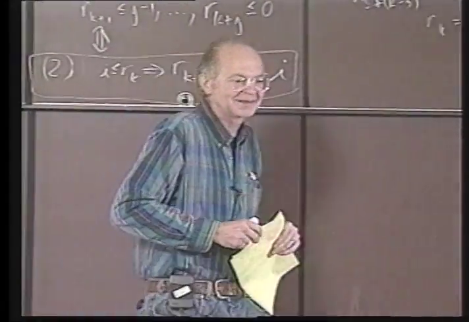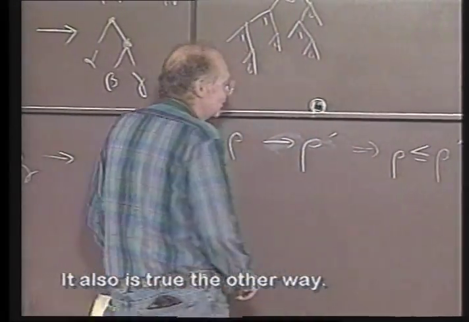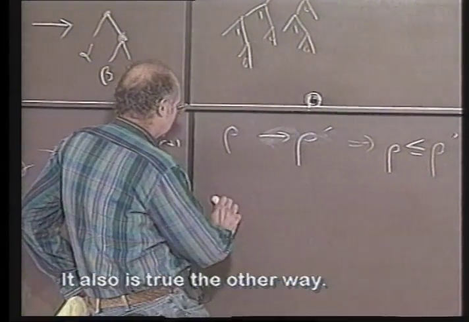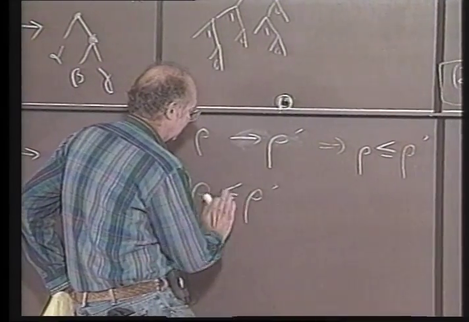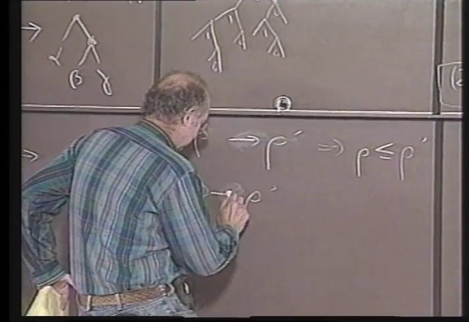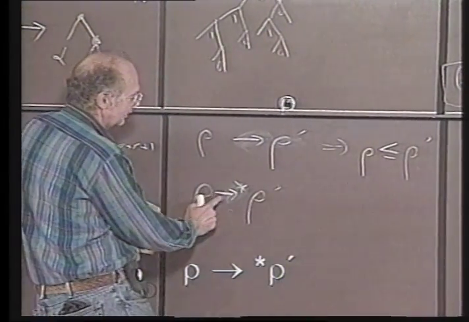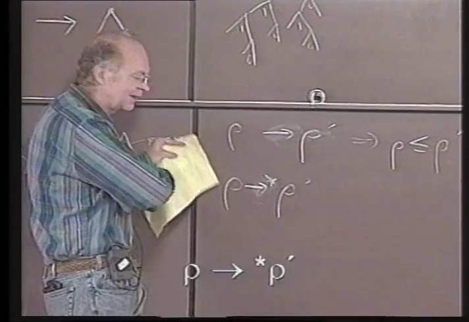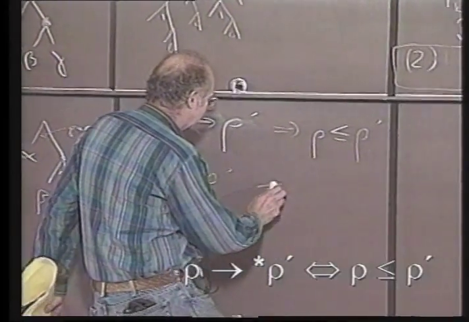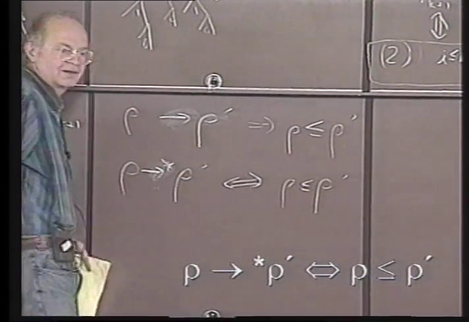Now the beautiful thing, and otherwise I wouldn't have given this talk, is that it also is true the other way. In other words, rho is less than or equal to rho prime, or let's say rho rotates with a star in here, where a star means that I apply a rotation 0 times, 1 time, 2 times, any number of times, if and only if it is component-wise less than when I read the numbers.